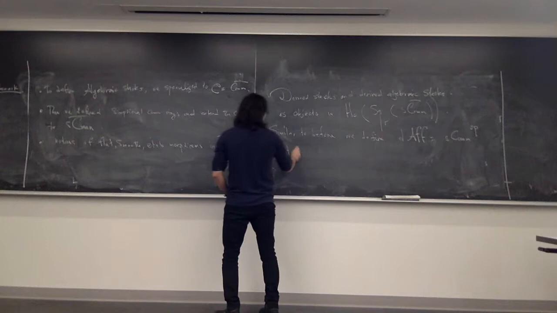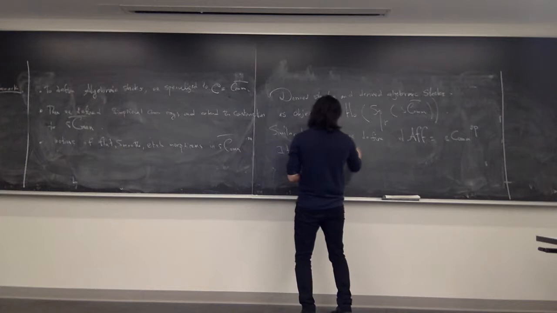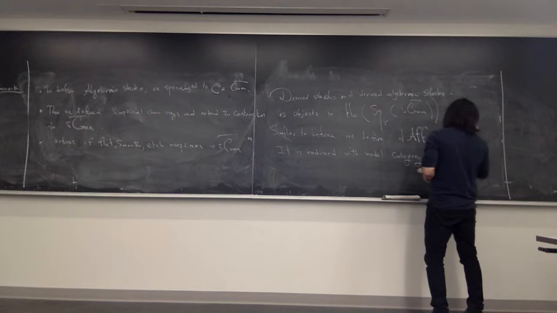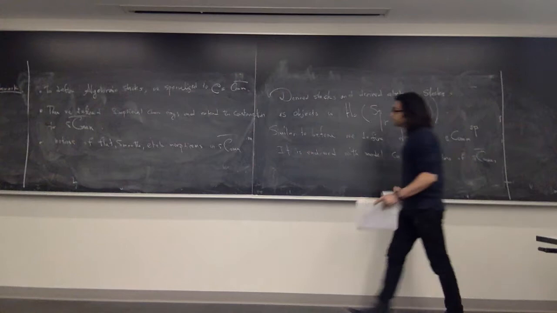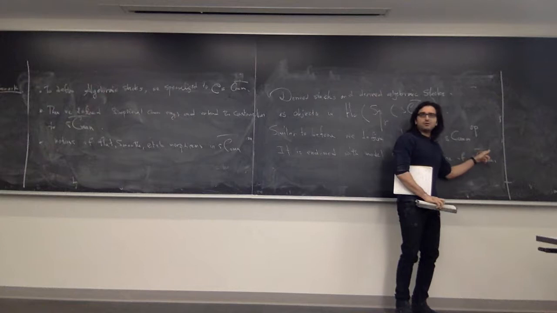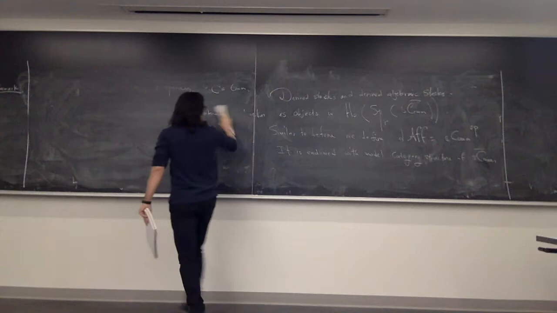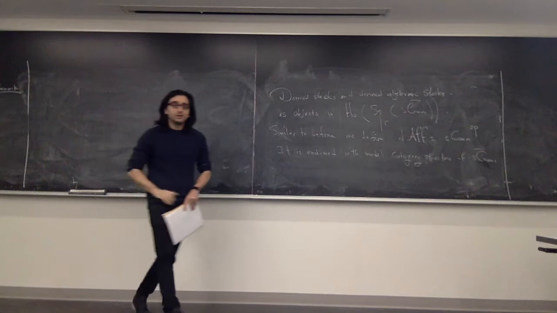It is endowed with a model category structure of, I don't remember. Maybe I was not putting up over lines here, or maybe I was putting. I really mean the thing that we had before, the category of simplicial commutative rings. So okay, the opposite category, whose objects are the same as objects in the simplicial commutative rings, but morphisms are the opposite morphisms. We call it derived affine category.